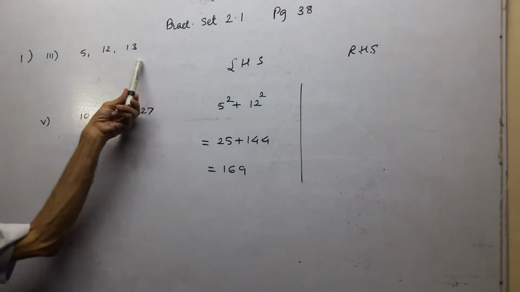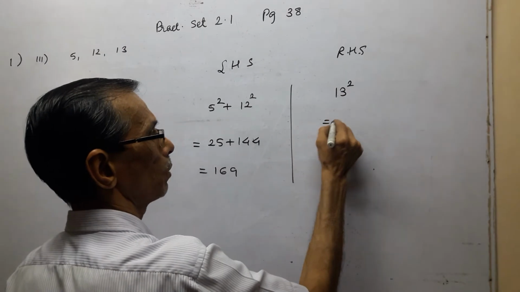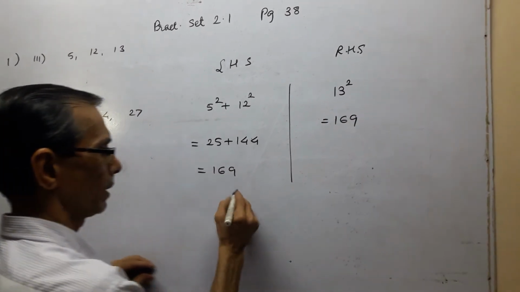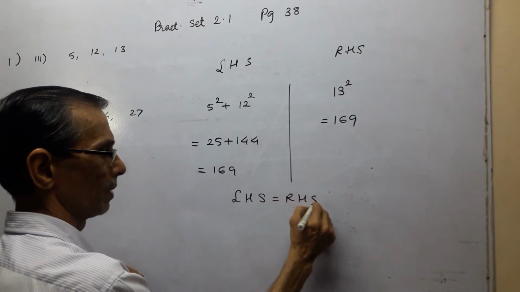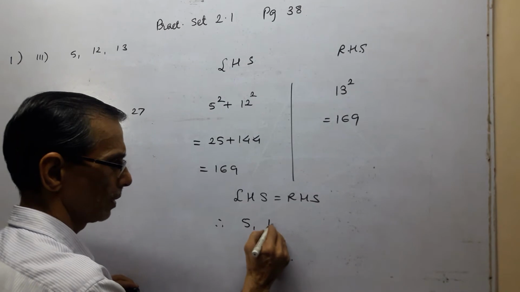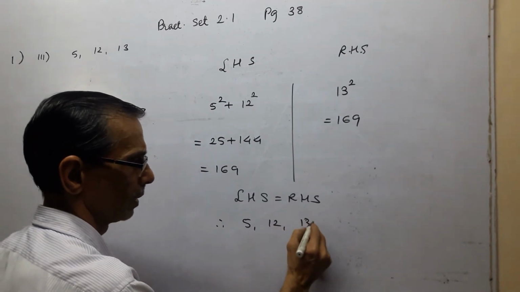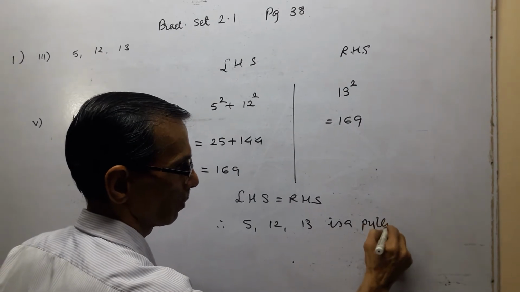On the other side, 13 is the greatest number and therefore we will take 13 square, and that is equal to 169. So you will find that left hand side is equal to right hand side, and therefore 5, 12, 13 is a Pythagorean triplet.